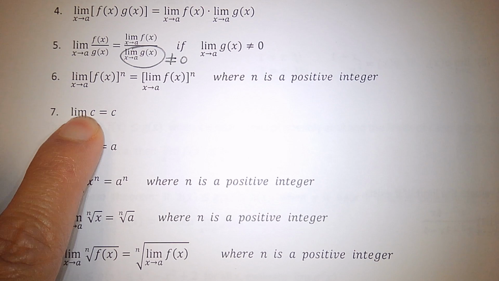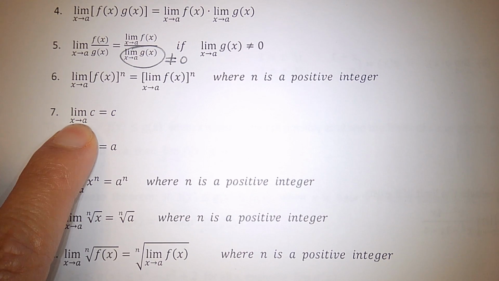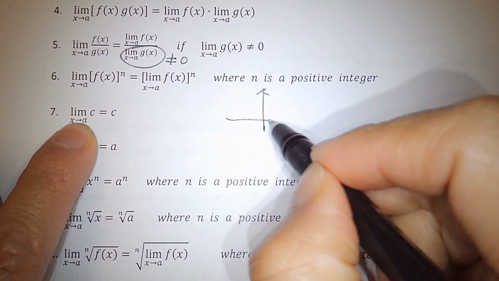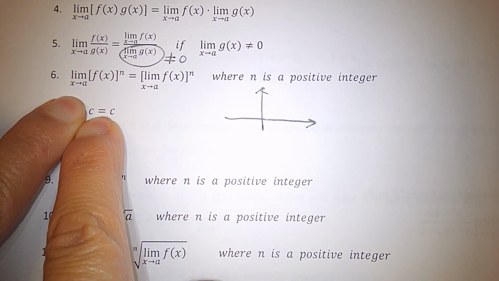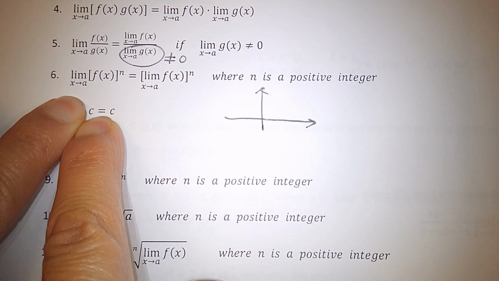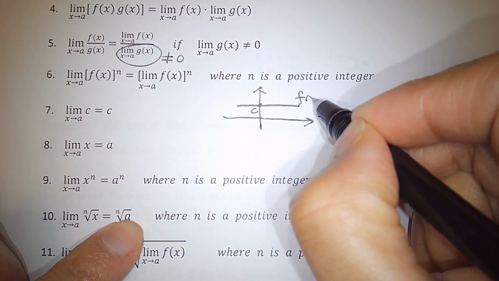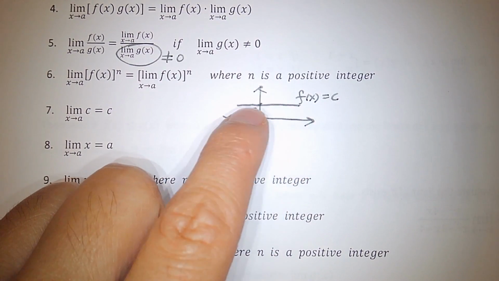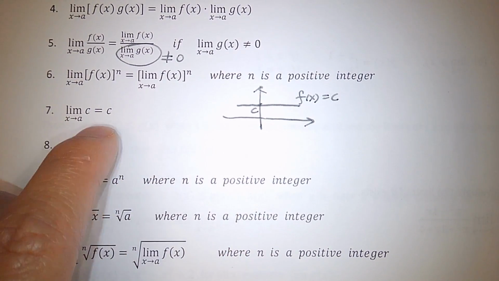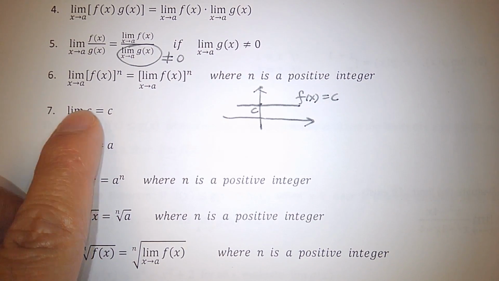If we have a constant c, what is the limit of a constant c when x approaches a? Let's do a picture about it. This function f of x equals a constant c. How can we graph f of x equals c? Horizontal line, right? A constant function gives us a horizontal line, right, guys? It says when x approaches a, it doesn't say left or right. That means in both sides.